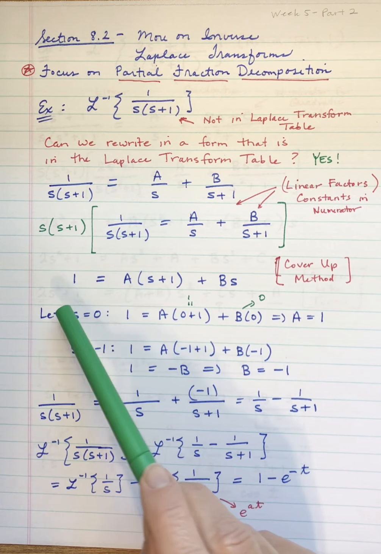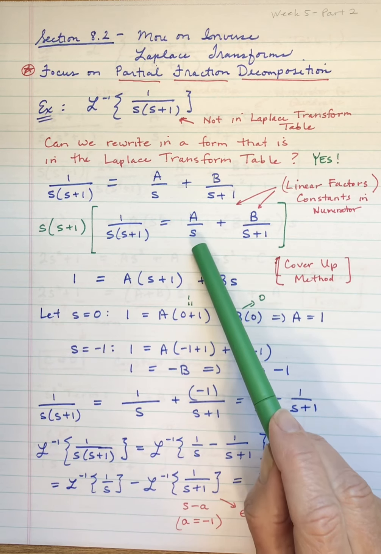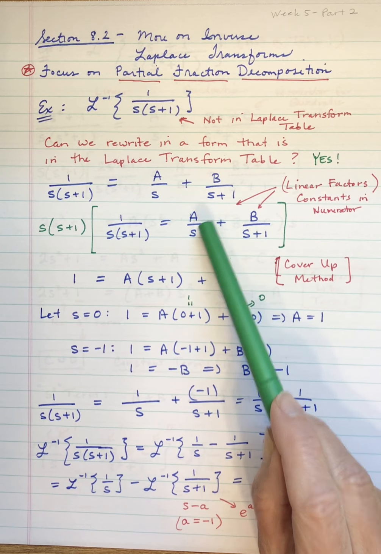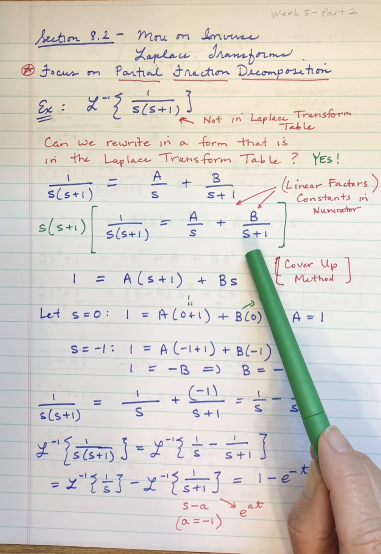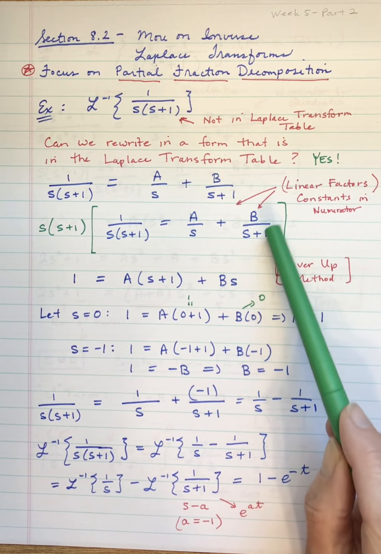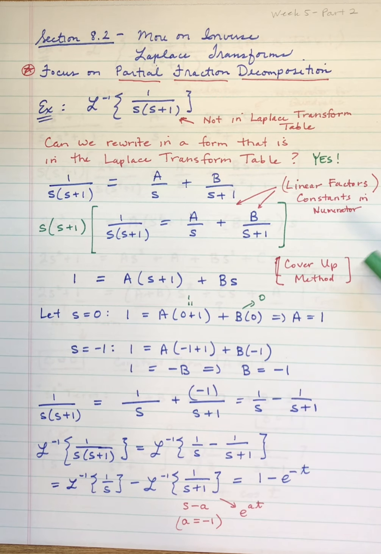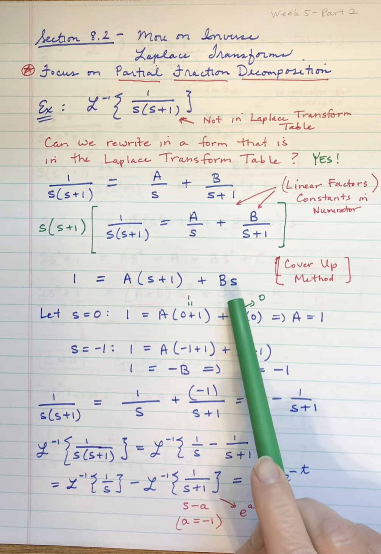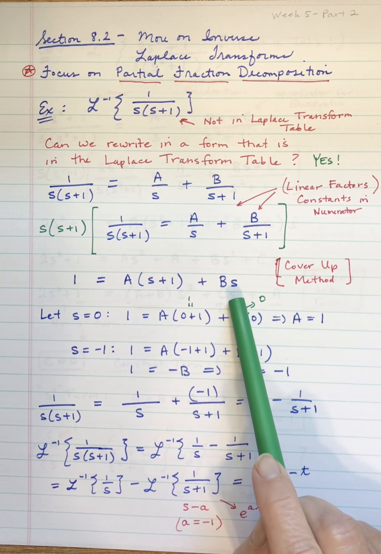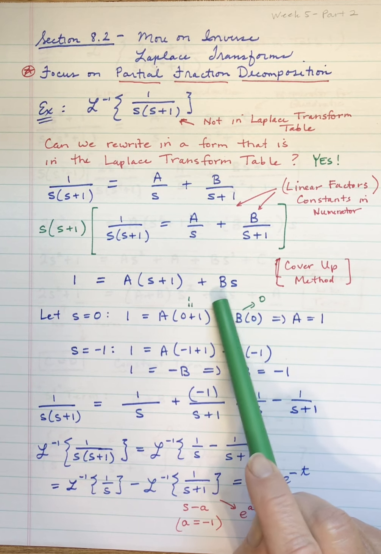So when you do that, you get 1 on the left-hand side. Here, the s's would cancel, so A gets multiplied by s plus 1. Here, the s plus 1's cancel, so B gets multiplied by s. Now, when you were in calculus, you might have learned something called the cover-up method, and what I'm doing here is equivalent to that. So when you do this, you have the linear factors. You can pick out certain values of s that cancel those terms. So for example, if you put s equal to 0 into this expression, right here you'll get a 0.